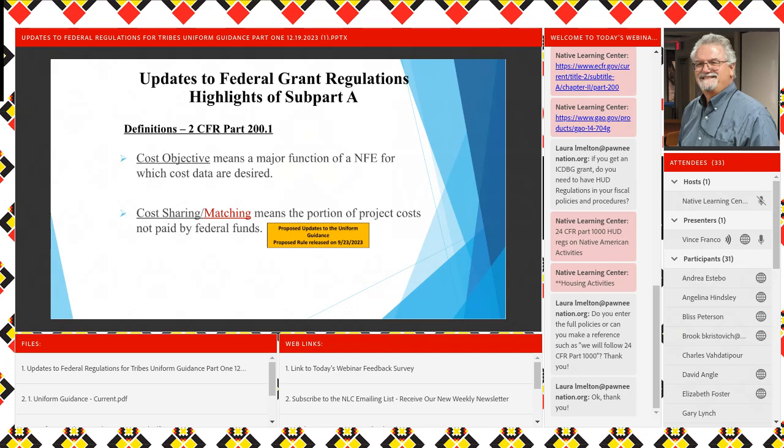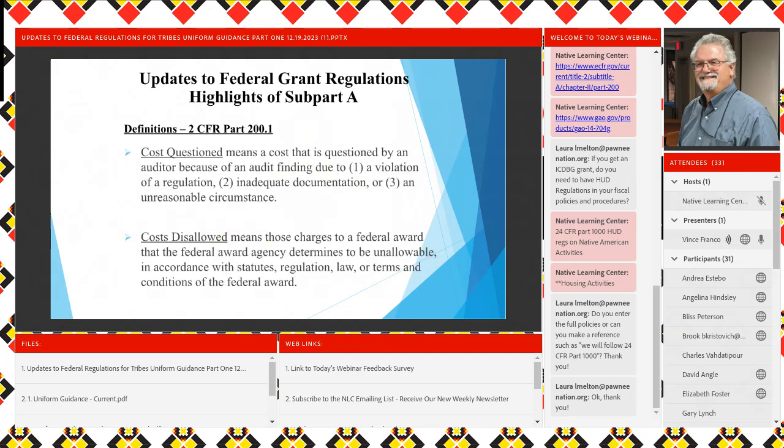The federal government says we're going to eliminate the word matching and just rely on the phrase cost sharing for a percentage that the grantee has to put towards the cost of the program. Now, they haven't done anything yet. You're still going to see both of those phrases scattered throughout the document and throughout grant applications. They haven't eliminated that yet. So that's kind of a semantic, small change.